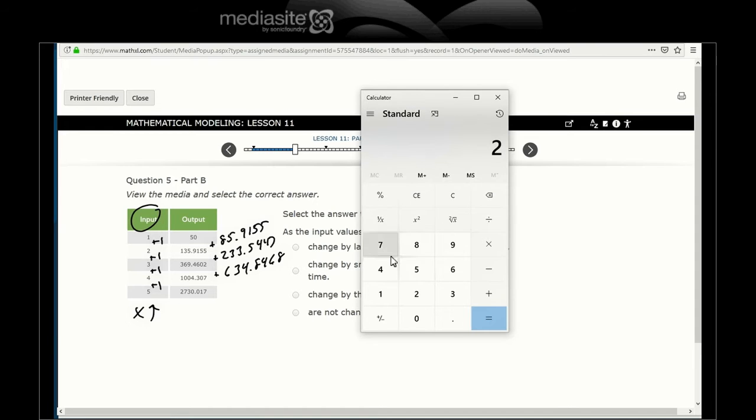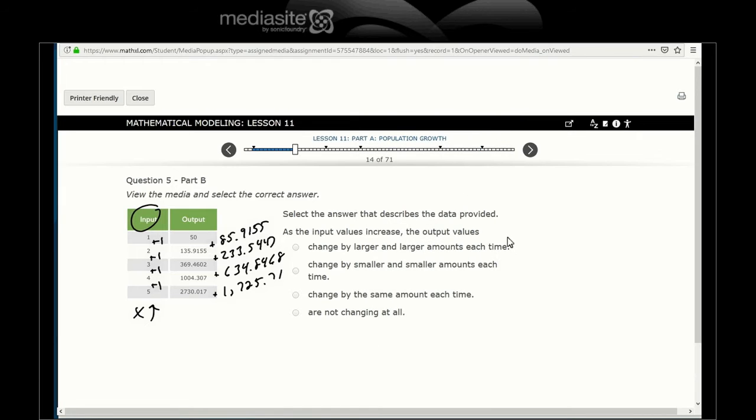and lastly 2730.017 minus 1004.307, 1725.71. Ooh, doggy. So it changes by larger and larger amounts each time. Change by smaller? Same? Not changing at all? It's got to be this guy.